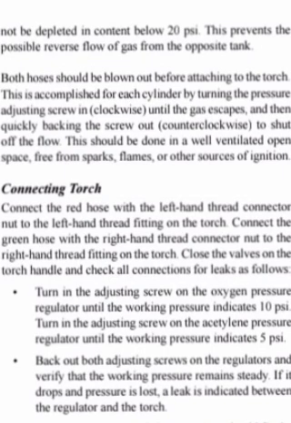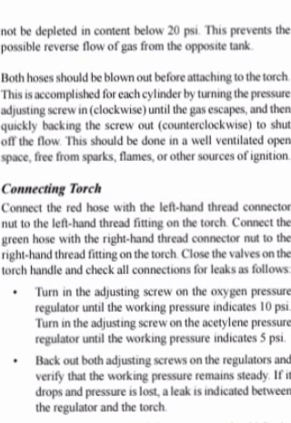Connecting the torch. Connect the red hose with the left-hand thread connector nut to the left-hand thread fitting on the torch. Connect the green hose with the right-hand thread connector nut to the right-hand thread fitting on the torch. Cross the valves on the torch handle and check all connections for leaks as follows.